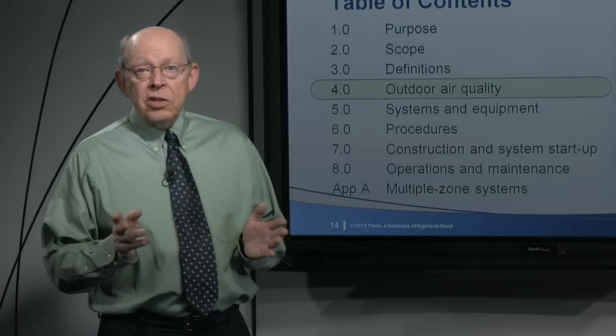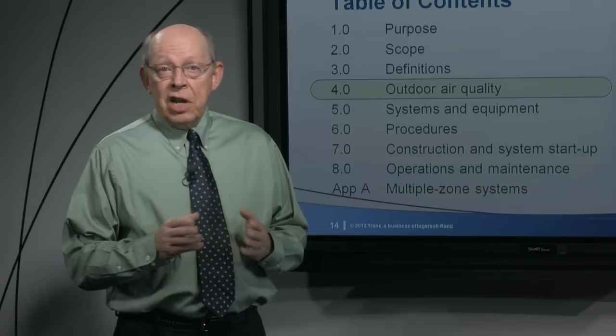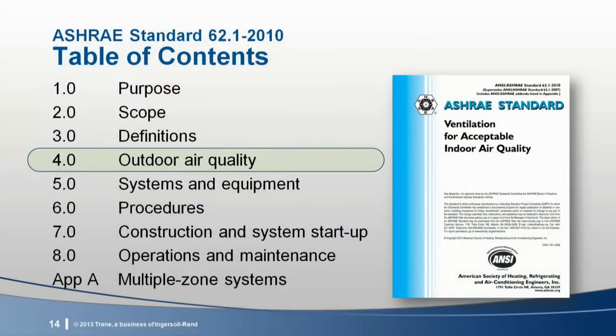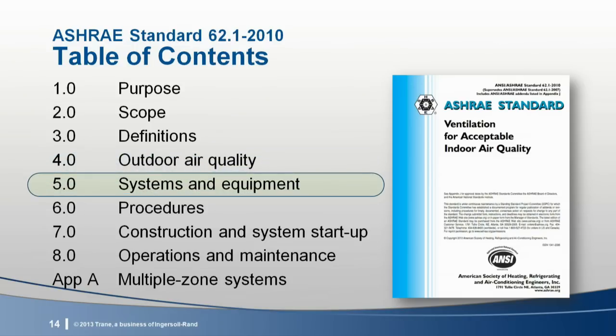Okay, back to the standard to give you that quick overview that I promised. Section 4 addresses outdoor air quality. It requires designers to consider potential outdoor contaminants both in the region and immediate vicinity of the building site. Section 5 covers a broad range of requirements for ventilation systems and equipment.